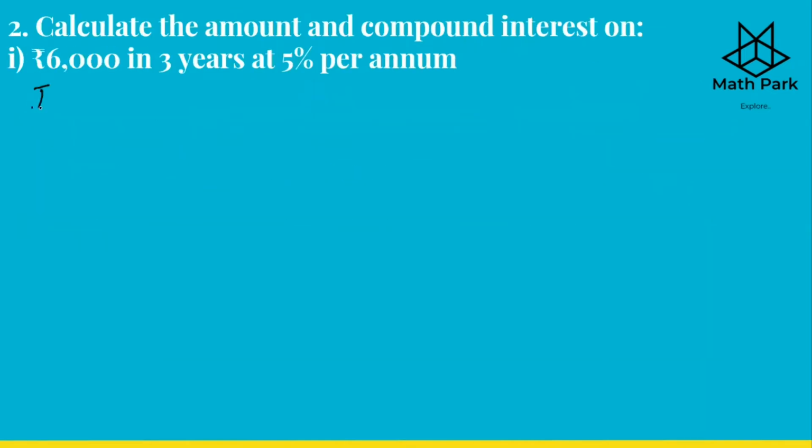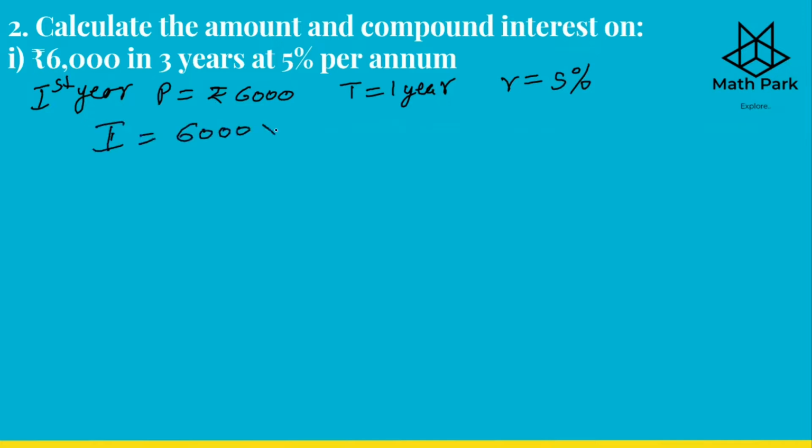For the first year, we have principal equal to rupees 6,000. The time period is equal to 1 year. And the rate is again 5% only. It remains the same, because it is given the same over here. So we get interest equal to PRT by 100. So 6,000 into 5 into 1 upon 100. Simplify this: 60 into 5, we get 300. This is your interest.